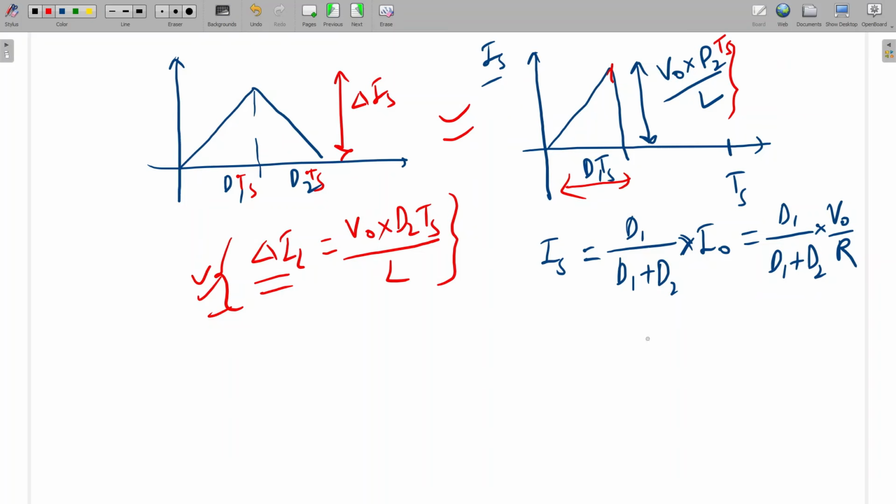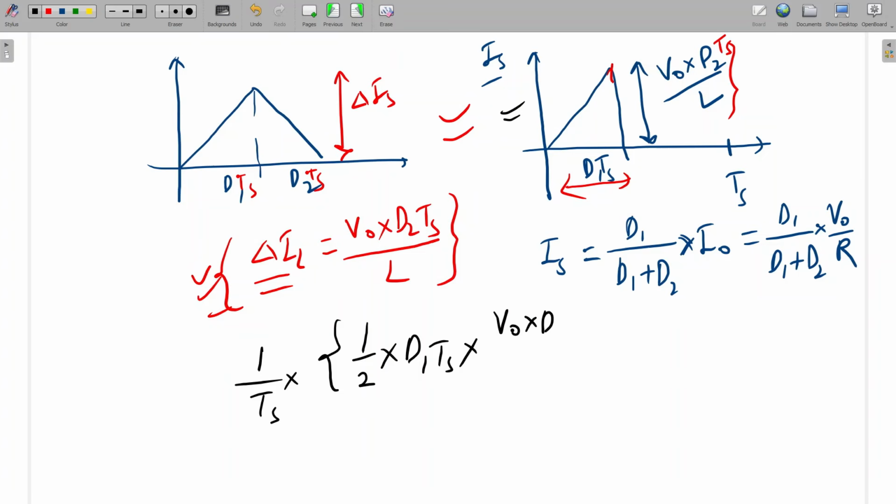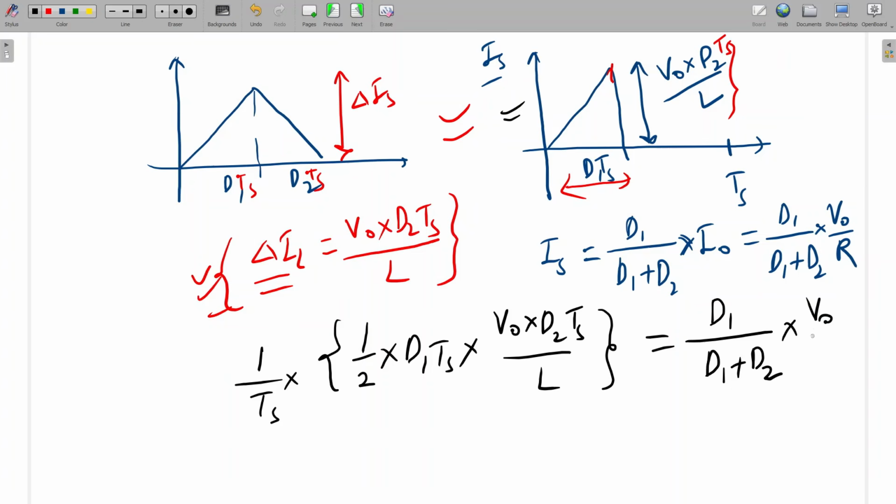Clear, sir. Okay. So see, here we can equate these two equations. What will be the average from this I average? It will be 1 by Ts into area. So area will be 1 by 2 into d1 Ts into V0 into d2 Ts divided by L. This should be equal to d1 divided by d1 plus d2 into V0 by R. So from here we can see that V0 will cancel. D1 also will cancel, and Ts and Ts will cancel.